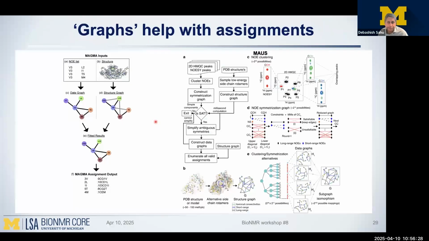Okay, so how do we do the assignments? We actually use something called graphs. So this is kind of, let's say, a data graph. You get a combination of, okay, so there's a leucine right next to a valine, that is right next to isoleucine, and this valine is close to threonine, which is close to methionine. So it's kind of like some kind of graph.